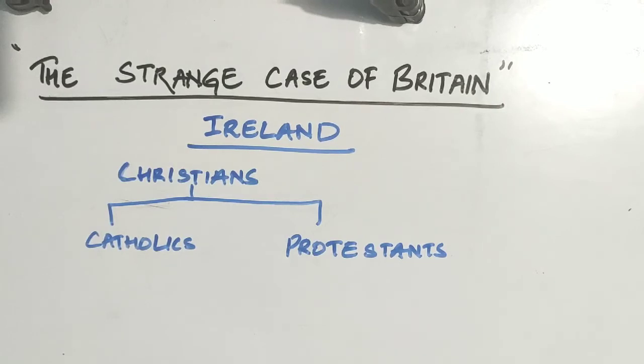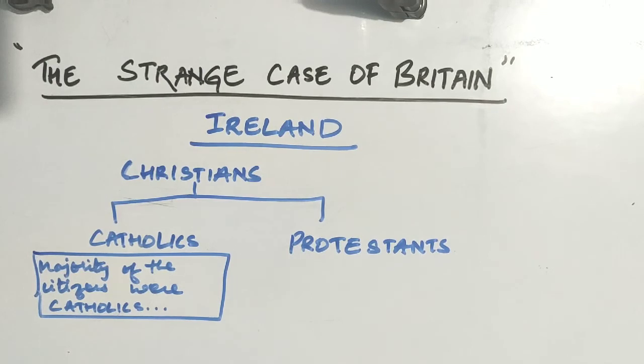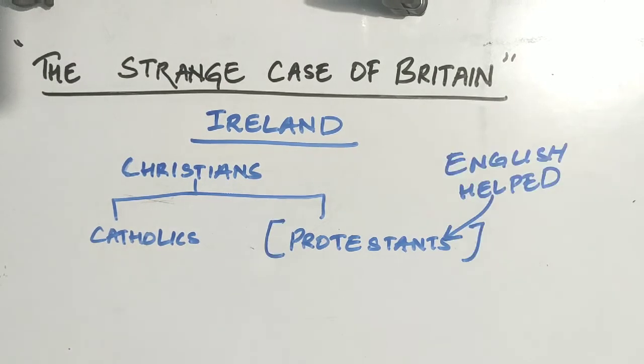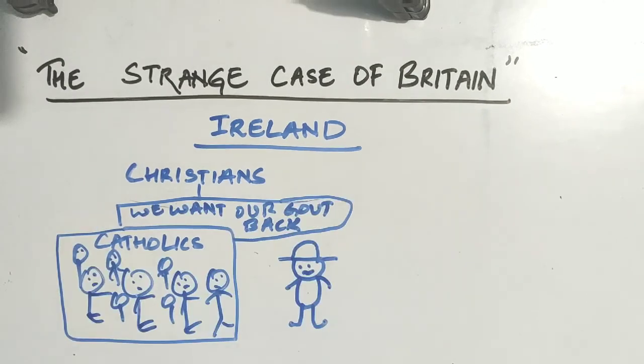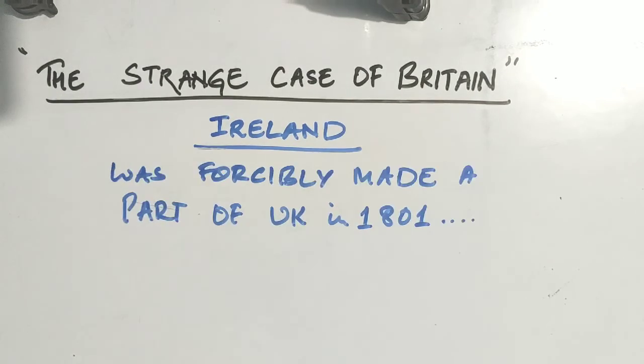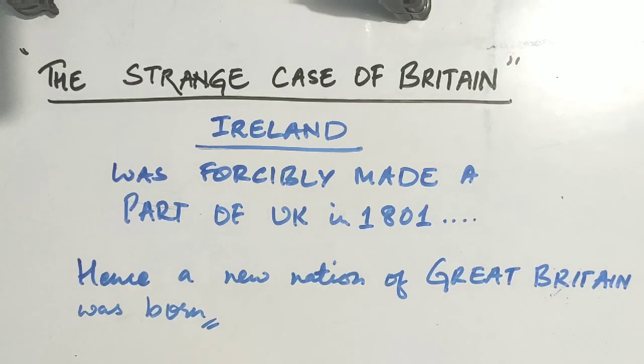Ireland was a country deeply divided into Catholics and Protestants. The English helped the Protestants to establish their control over the country, even though Catholics were in the majority in Ireland. Catholics revolted against the British but were easily suppressed and dominated. Thus, Ireland was forcibly made a part of the United Kingdom in 1801. Thus, a new nation of Great Britain was born.